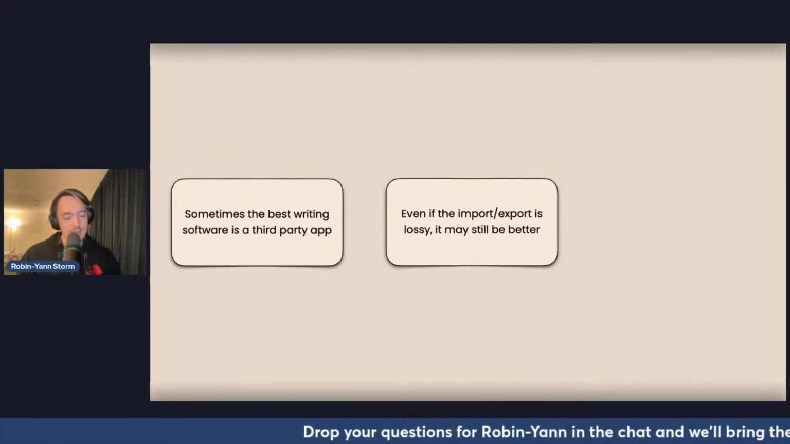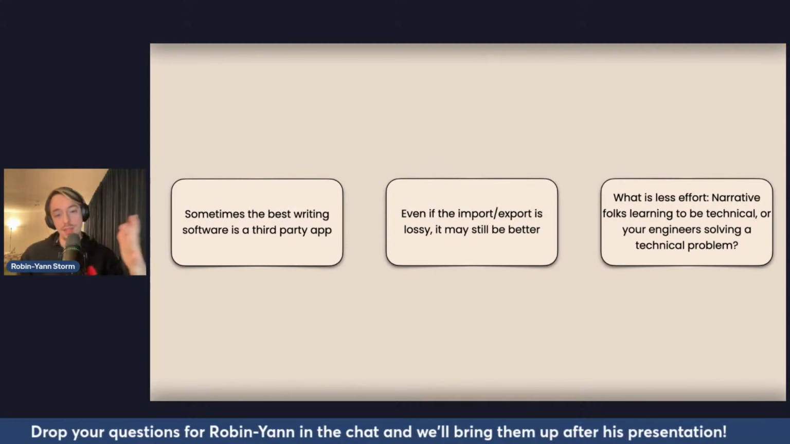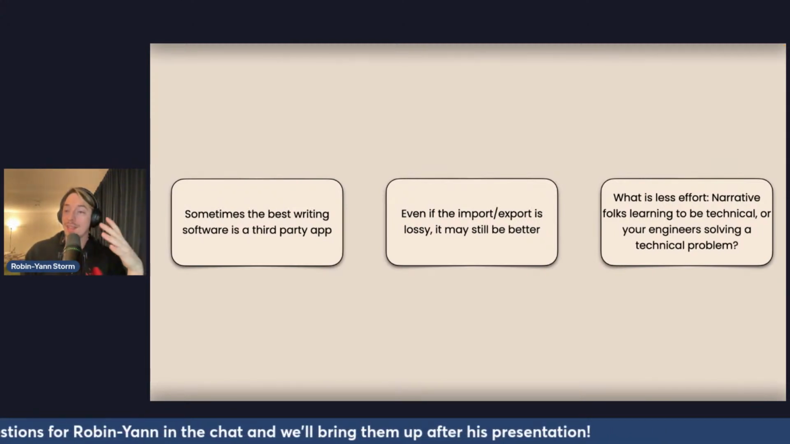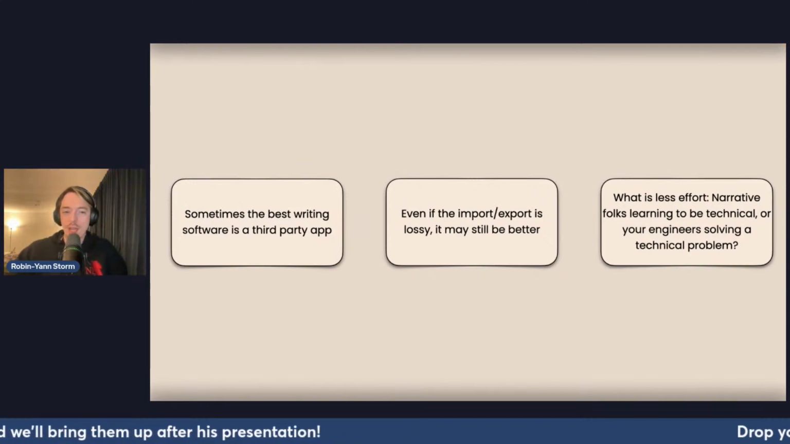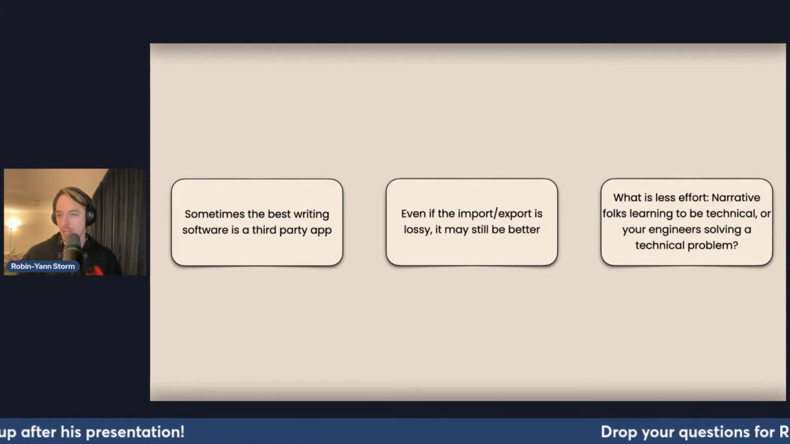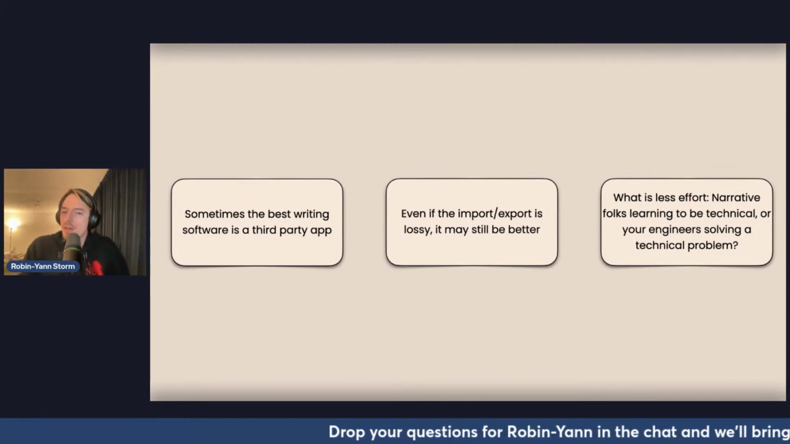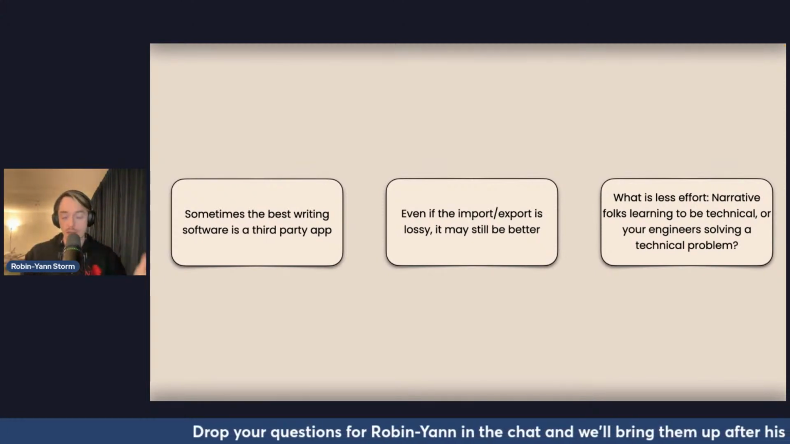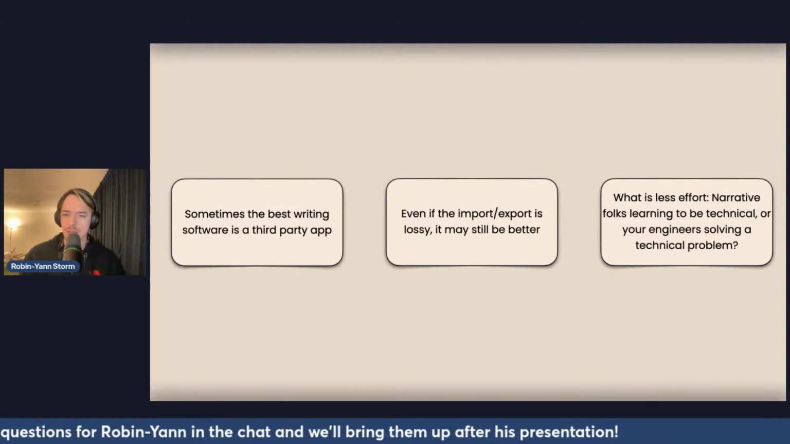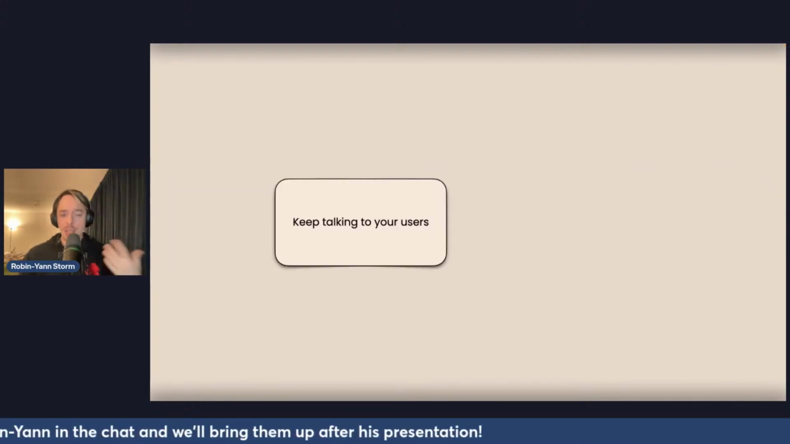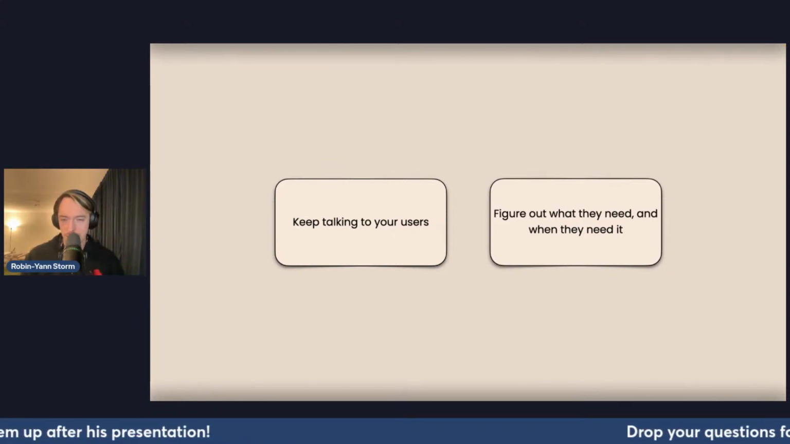And the reason for that is this. So I will ask you, what is less effort? Narrative folks learning to be technical, or your engineers solving a technical problem? Your engineers are set up to solve technical problems. Let them solve the technical import-export problem. Don't just go, hey, narrative folks, you're all supposed to be technical now. That's a much harder ask, right? Not an impossible one. Definitely folks that can do it. But think about what is less effort in this case. What can give you better results? So keep talking to your users. Find out what they need. Figure out what they need and when they need it.